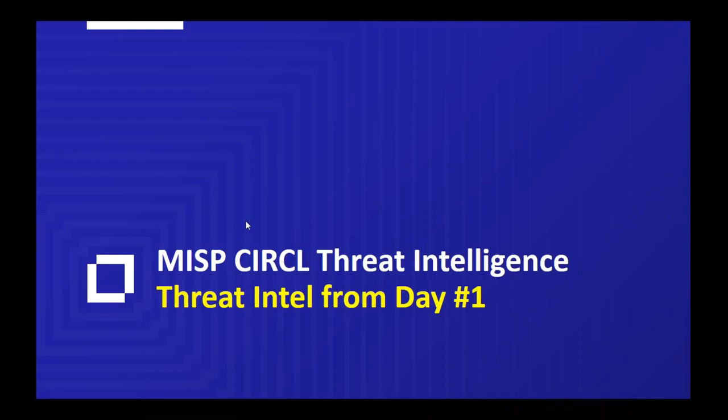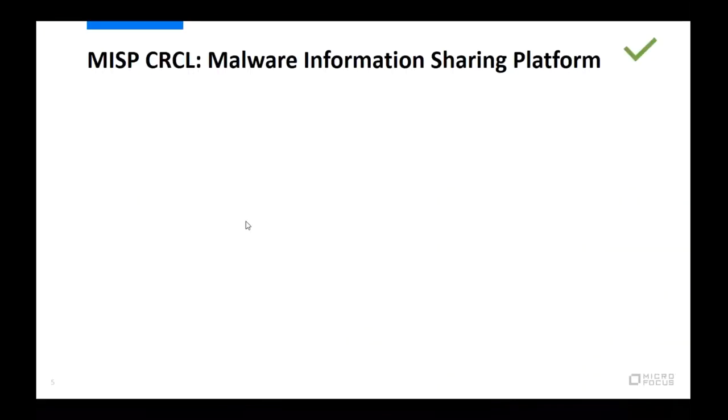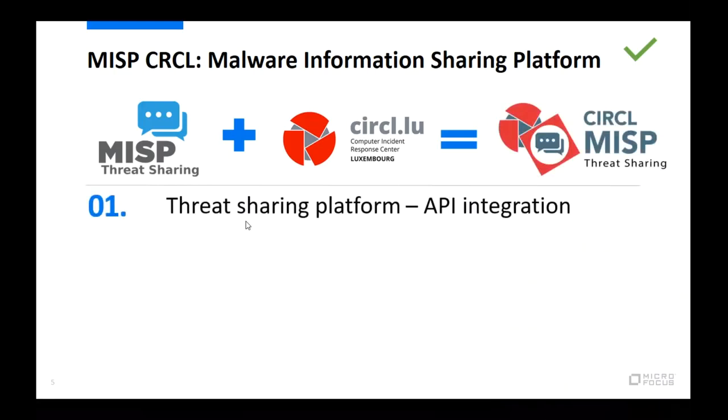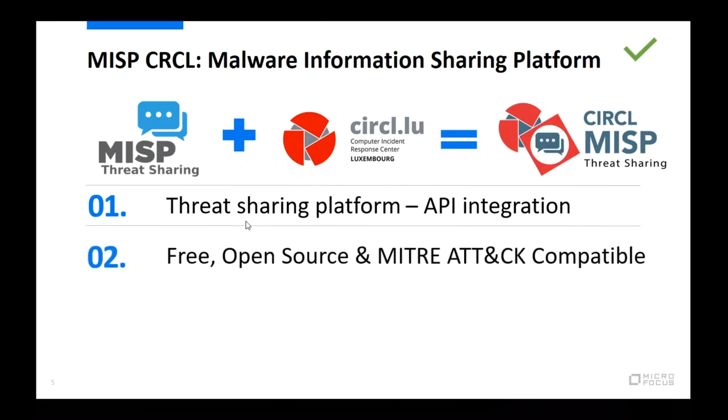Today, I'm going to talk about MISP, Malware Information Sharing Platform. MISP is a combination of activity from two different organizations. One is MISP, which has the sharing platform, and the other is from a Luxembourg organization which provides the intelligence. Combined together, we get the Malware Information Sharing Platform. This platform can be utilized by anyone using simple API integrations. It is available to the public. It is a free, open source platform, which is very much compatible with MITRE ATT&CK.